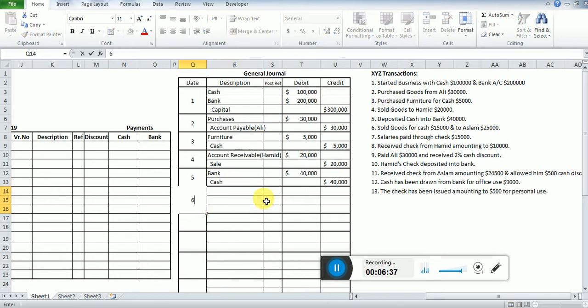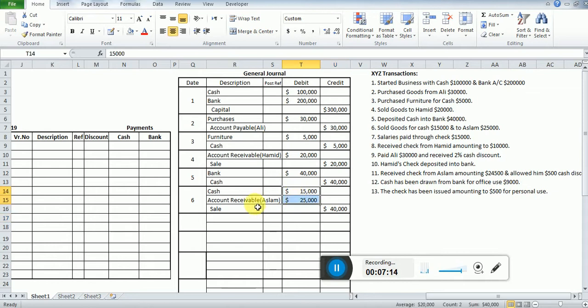Okay, number 6, we have sold goods for cash 15,000 and to Aslam 25,000. So it means we are receiving cash, and that is how much? 15,000. And also we have sold on account to whom? To Aslam. So it means this amount will be owed by Aslam to us. That is $25,000. And our sale account is also increasing by $40,000. You have to add both of these values.